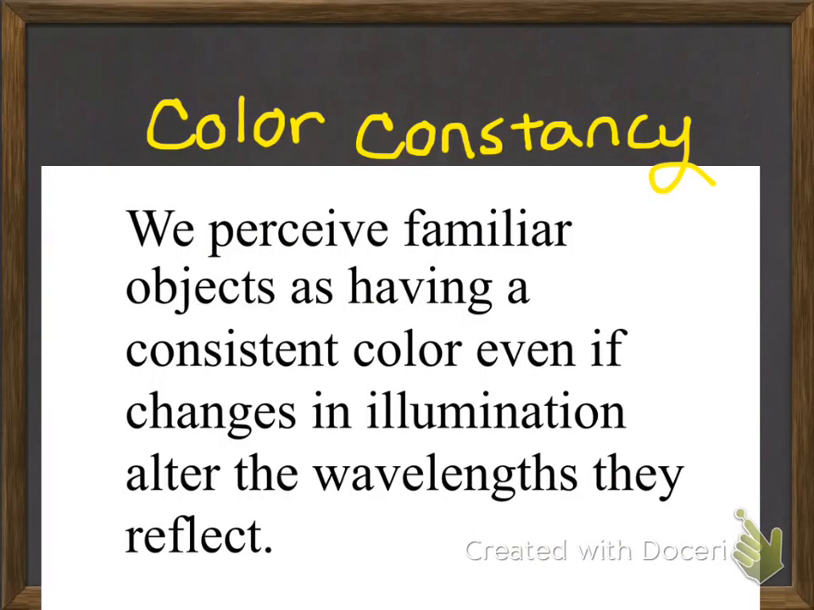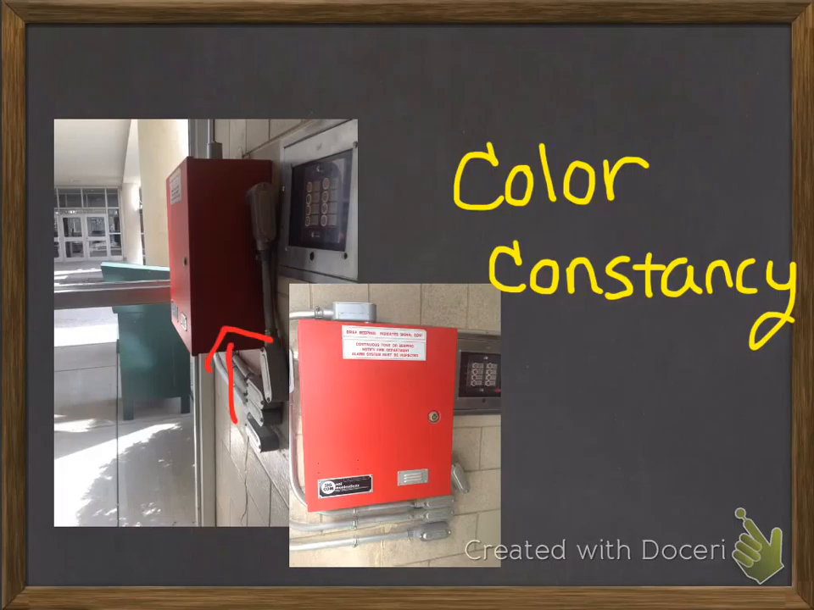In color constancy, we perceive familiar objects as having a consistent color even if changes in illumination alter the wavelengths they reflect. Because of the lack of light hitting this side of the box, it is in shadow and appears much darker than the front of the box. However, we know that the entire box is the same shade of red regardless of the amount of light it receives.